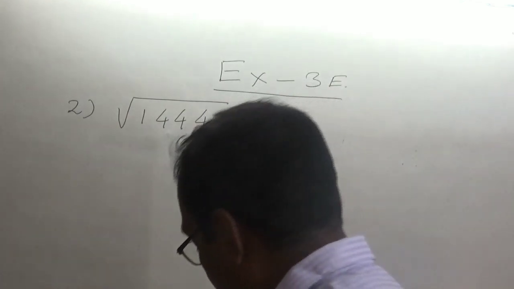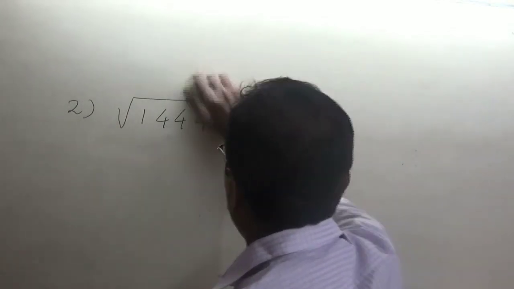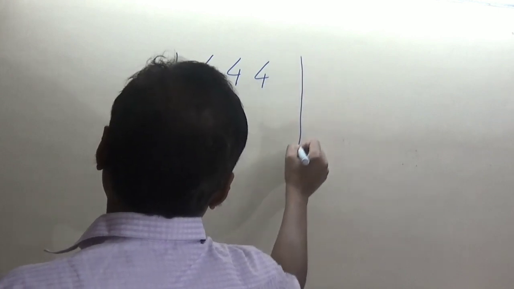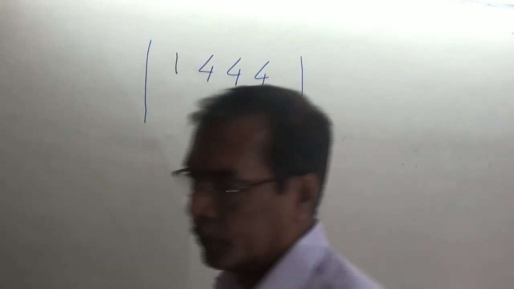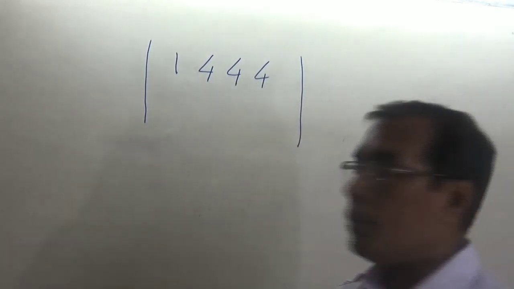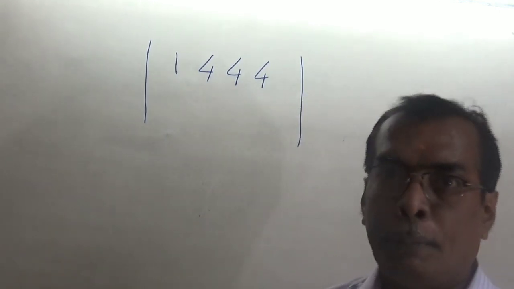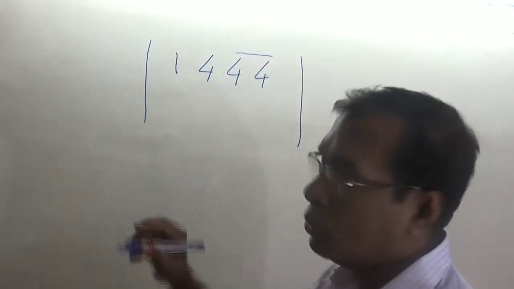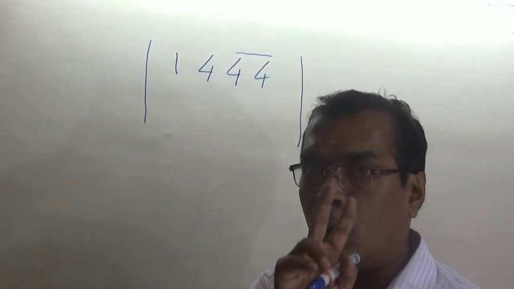What we will have to do, I am going to write first of all this question as well as this number. The question is the square root of 1,444. For finding the square root, you will have to draw this type of two lines. Now you will have to make pairs from the right hand side. That is, a pair means two digits.